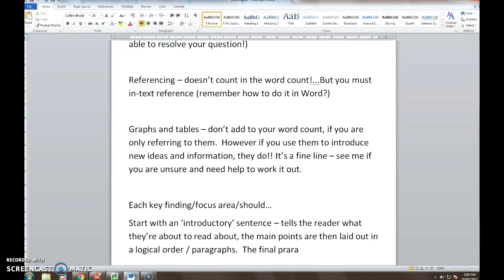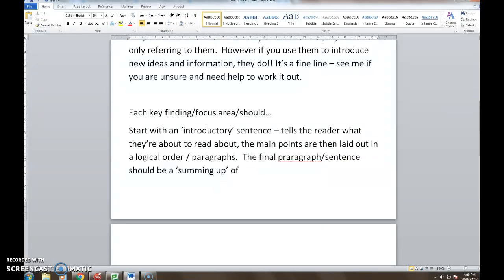The final paragraph, and again my spelling, the final paragraph or sentence should be a summing up of your findings, and sometimes it will also be an introduction to the next topic. Not always, but sometimes it will be.